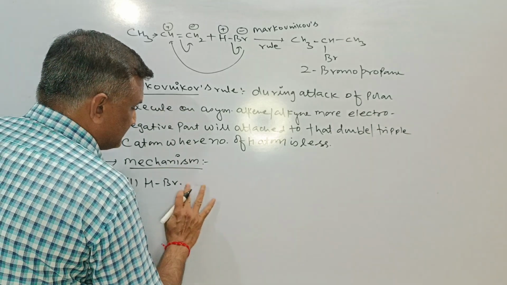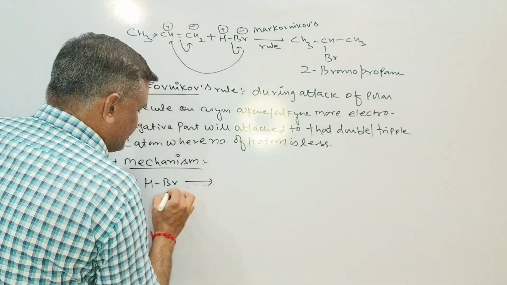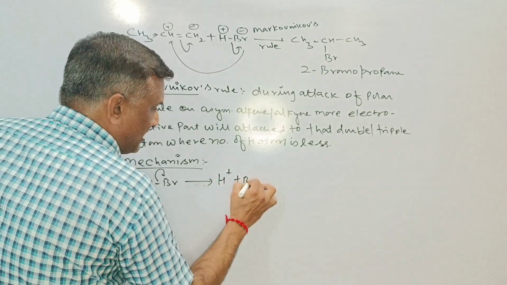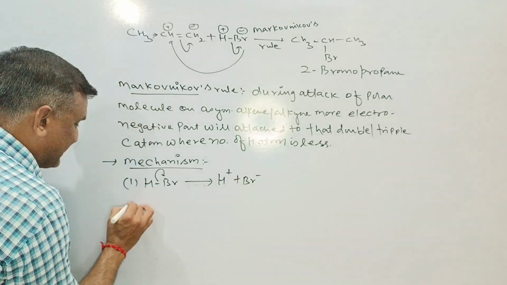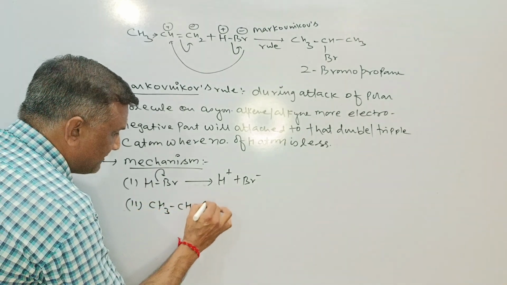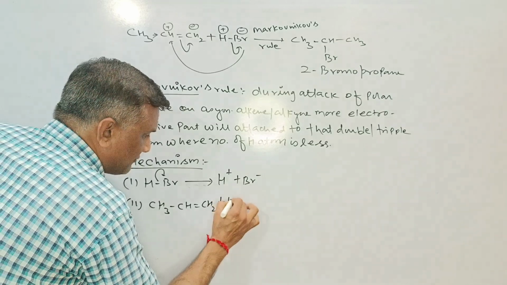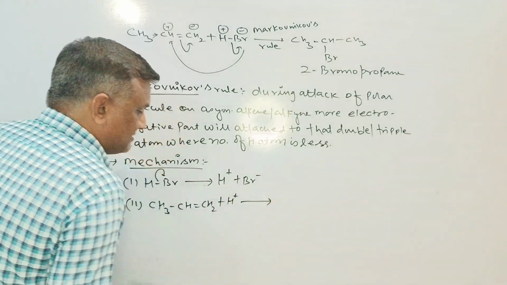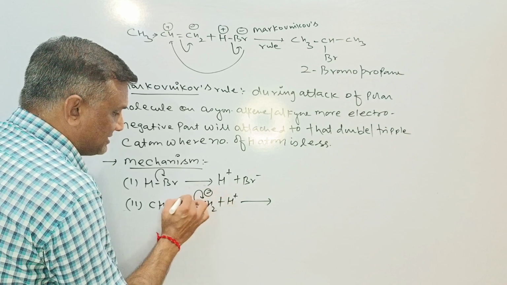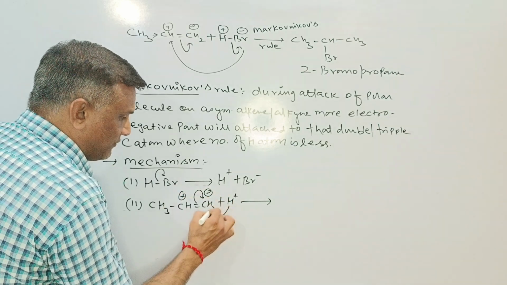HBr is a halogen acid. So due to the more electronegative element, here will be H plus and Br minus. In the second step, this is the alkene, propene. As an electrophile, here will be the attack of H plus. So what will be? Suppose if here is the withdrawing of electrons like this, then H will attack over here.